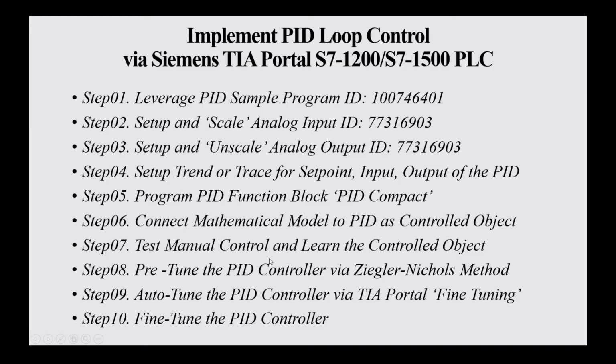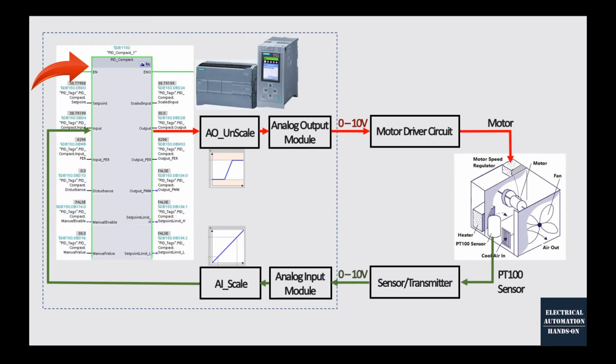Hello everyone, in this video we will introduce step number 5, how to program the PID function block PID Compact in the S7-1200 and 1500 PLC. In the previous videos, we introduced how we can set up the scale analog input and scale analog output program. Also, we set up the trend and the trace for monitoring the setpoint, input and output of the PID. So in this video, we will introduce in detail this PID Compact PID function block.